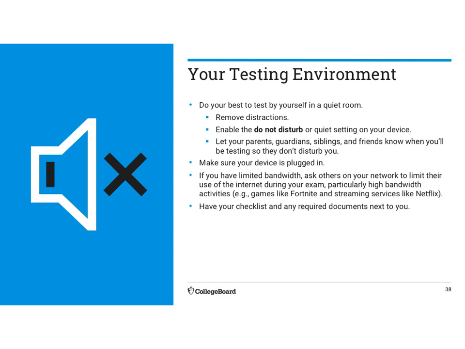Normally, your school would create the testing environment for you, but since you're doing it yourself this year, do your best to be by yourself in a quiet room, remove your distractions, turn off the ringer on your phone, and let the people you live with know that you'll be testing at that time. Make sure you're plugged in, make sure you've got a strong enough internet connection, and have everything you need with you.